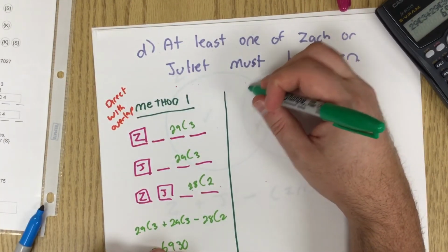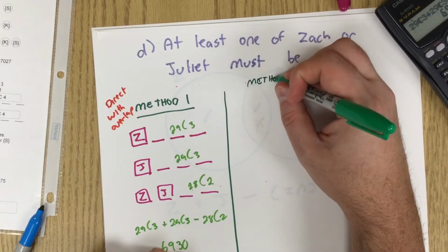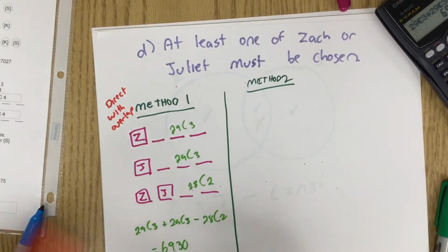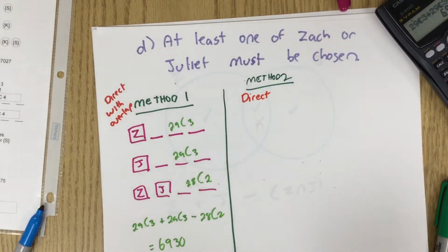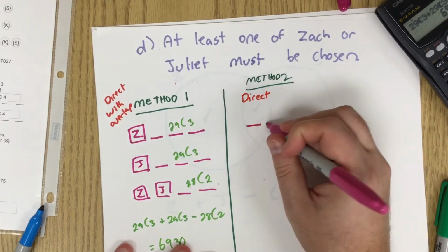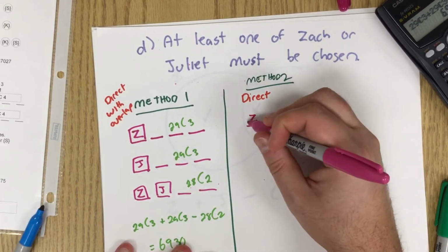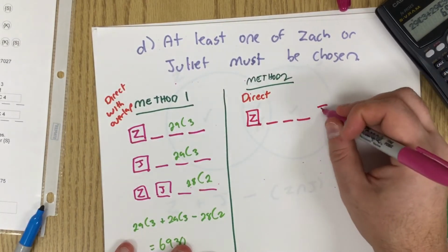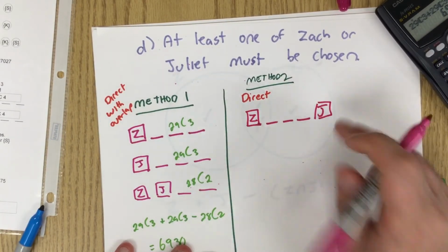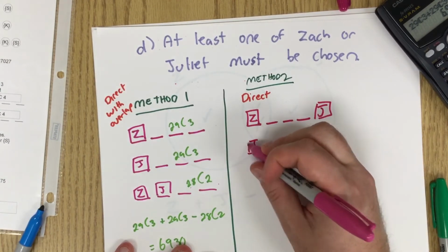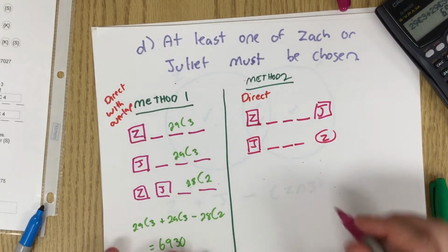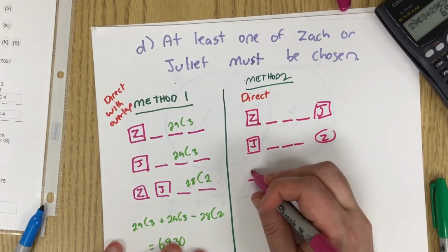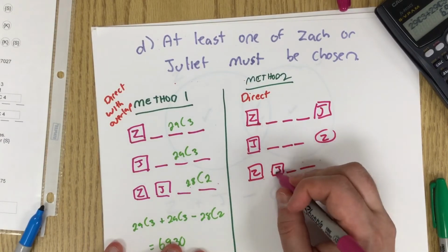So what we're going to try to do now is method 2, which is going to be direct with no overlap. So how am I not going to do overlap? When I'm setting this up, I have my 4 slots. I want Zachary on and Juliet not on. So Zachary on, Juliet off. Juliet on, and then Zachary off. And then the last one is Zachary and Juliet both on.